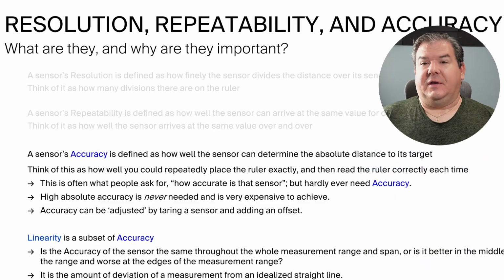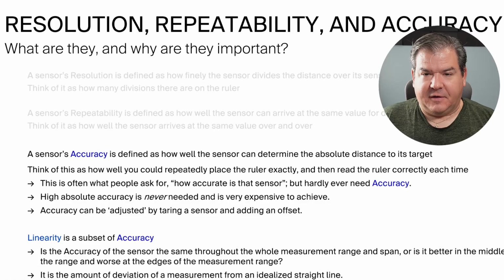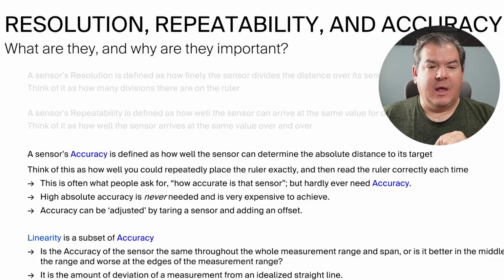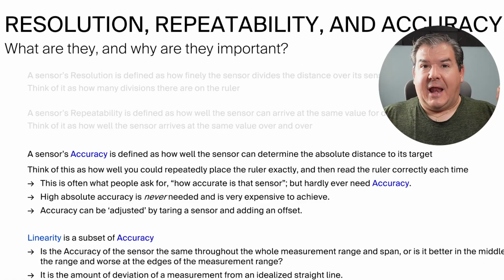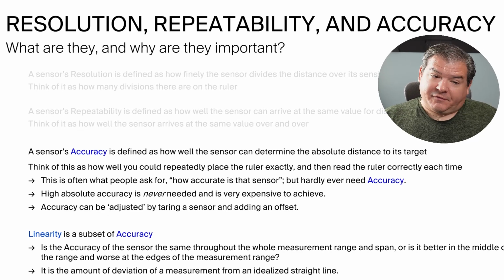Then accuracy. This is actually what we hear a lot of people asking for. How accurate is that sensor? I need an accuracy of a certain amount. It's defined as how well the sensor can determine the absolute distance to its target. So now we're looking at an absolute measurement. Are we saying it's 1.000 millimeters? And if we take something out and measure it, is it actually 1.000 or is it off?